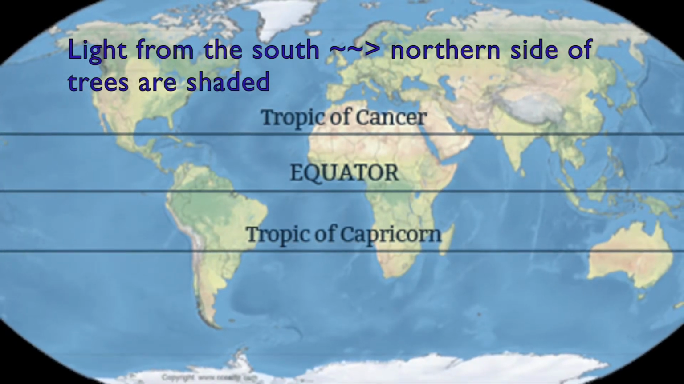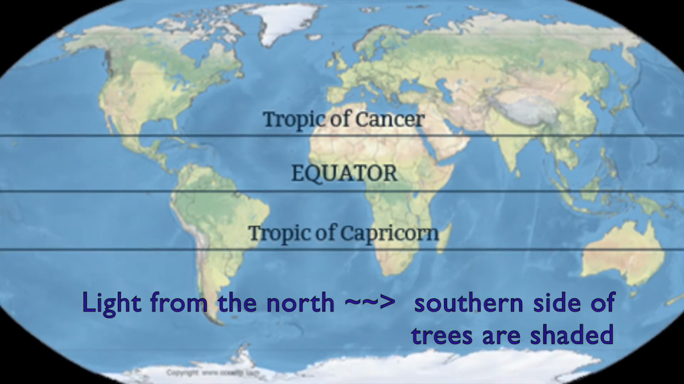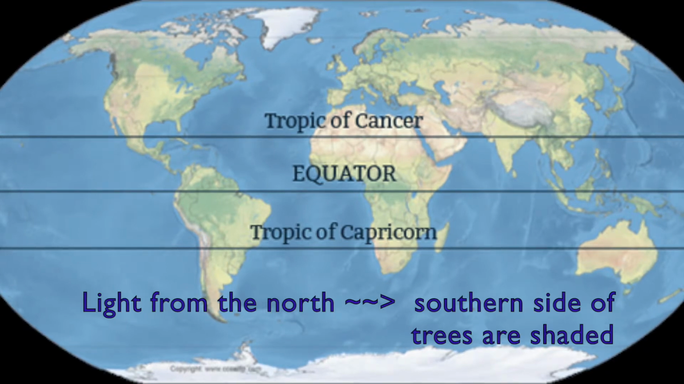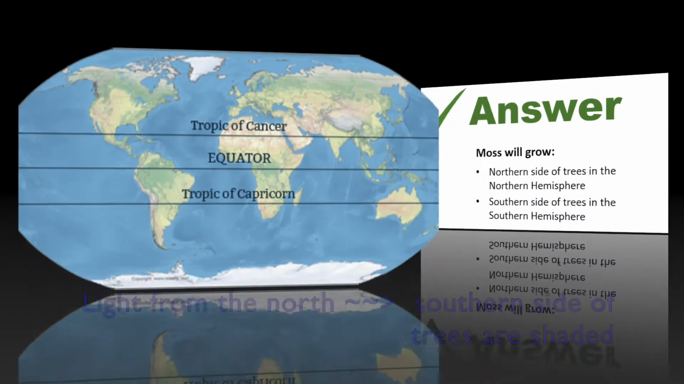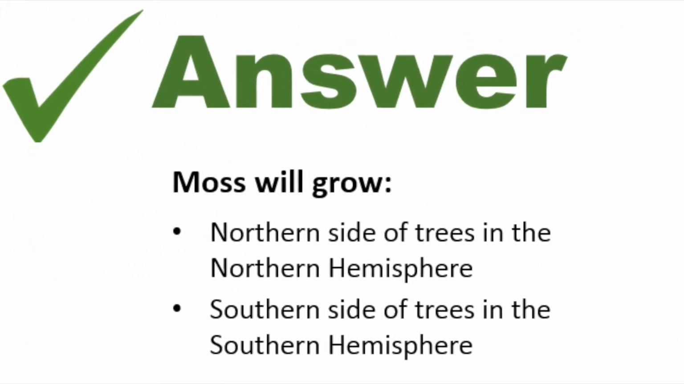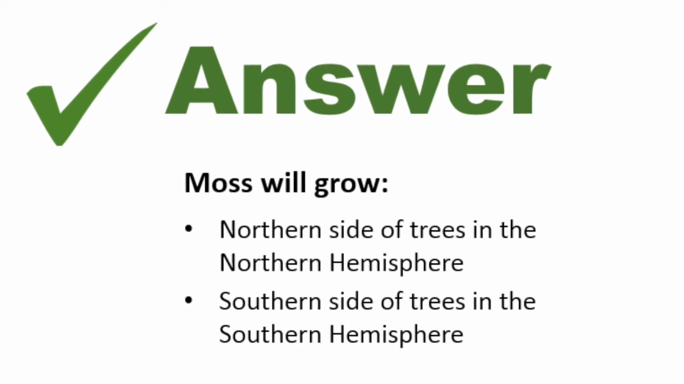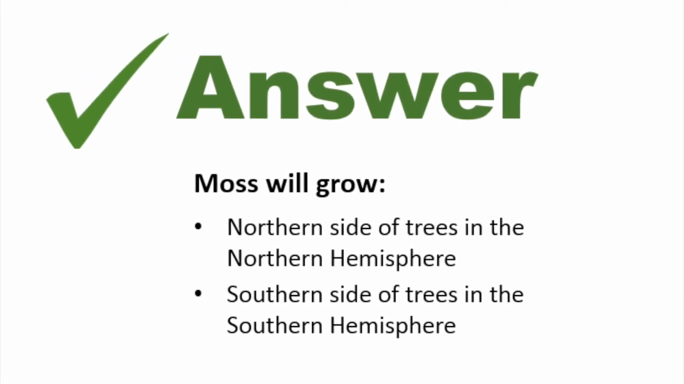However, in the southern hemisphere, below the Tropic of Capricorn, the trees will get sunlight from the northern side and will be shaded on the southern side. So in the southern hemisphere, moss will instead grow on the southern side of trees. So that's the answer. Moss will likely grow on the northern side of trees in the northern hemisphere, and in the southern hemisphere, moss will instead grow on the southern side of trees.